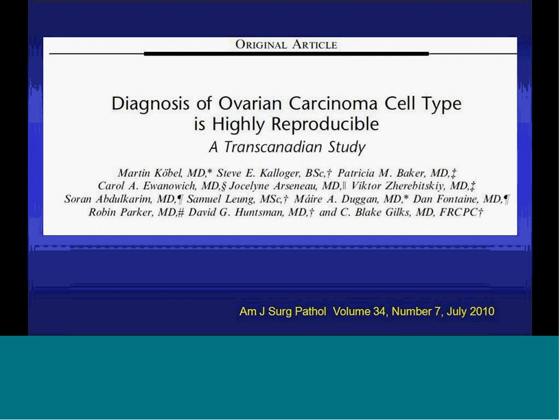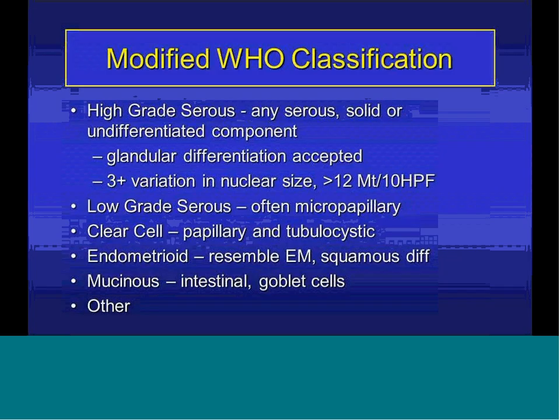And this group used the two-stage system and a modification of the WHO system, and then circulated the slides and came up with a system that is fairly reproducible. In fact, quite reproducible compared to other ovarian typing systems. This is the modified WHO classification that they have proposed, and I think this is important and has actually gained a fair amount of acceptance.